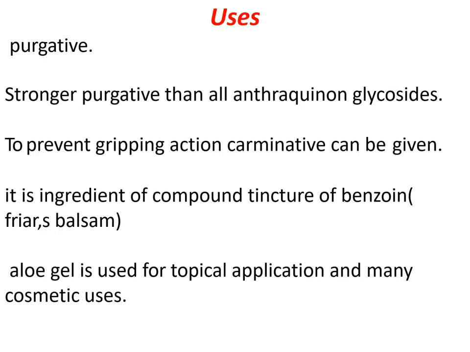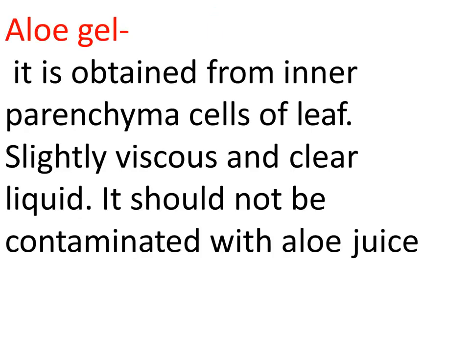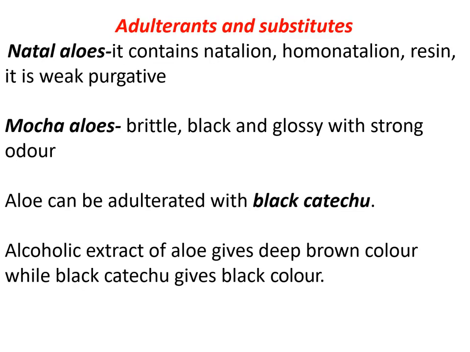Then uses: it is a purgative, stronger than all other quinone glycosides. To prevent griping, a carminative can be given. It is an ingredient of compound tincture of benzoin and Friar's balsam. Aloe gel is used for topical application and in many cosmetics. Aloe gel is obtained from the inner parenchymatous cells of the leaf, slightly viscous and clearly thin. It should not be contaminated with aloe juice. So these are the adulterants and substitutes.